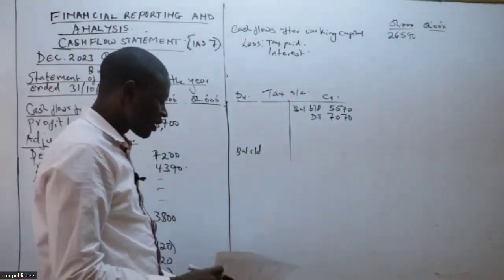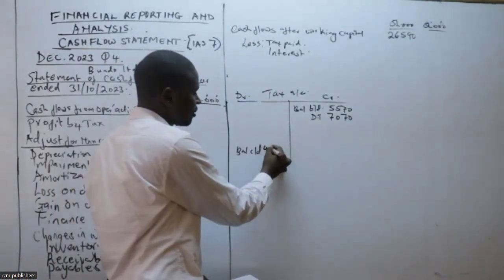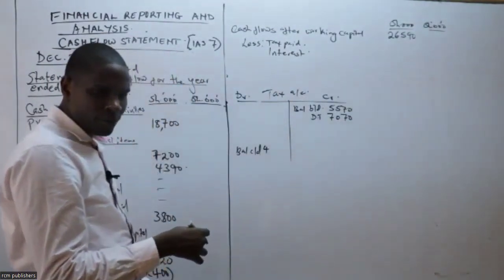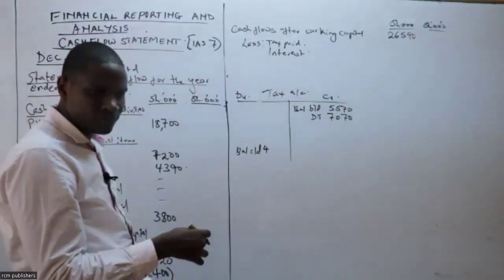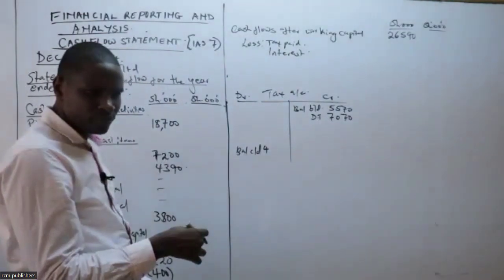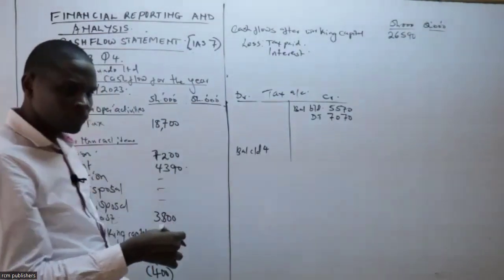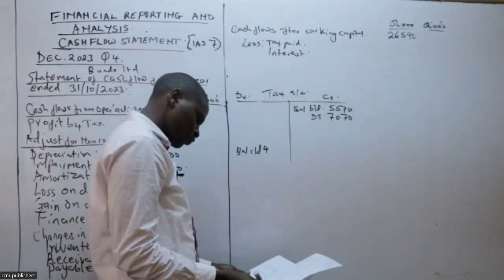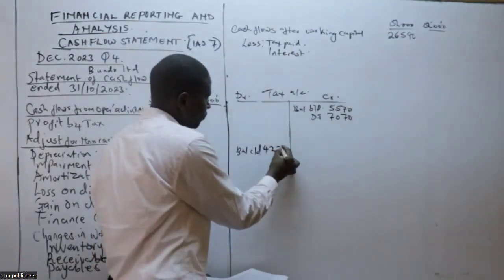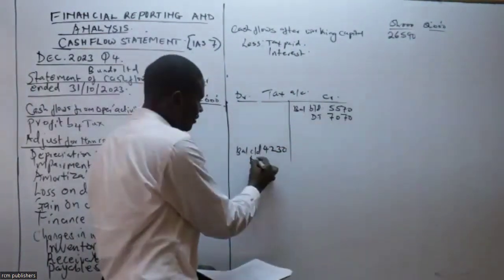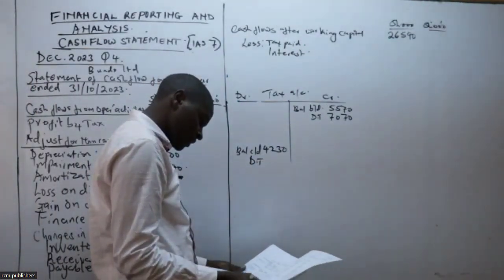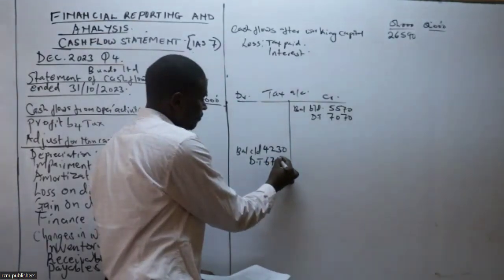Then we have 4230, that is in the balance sheet under there. I've done. Kristen, just confirm. So 4230. And then we have the deferred tax on the same. On the same, if you look carefully, how much is it? That deferred tax is 6750.